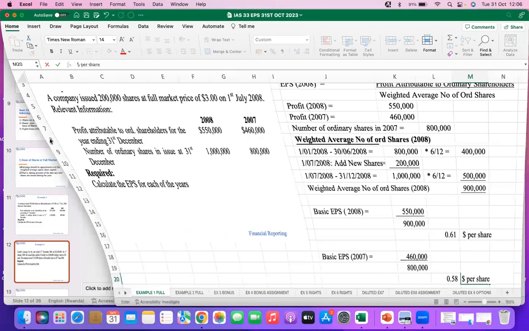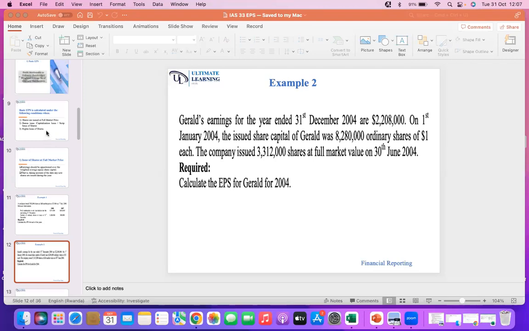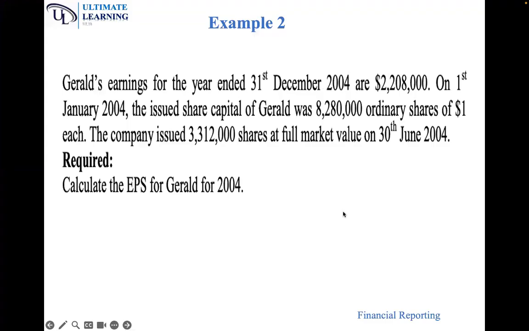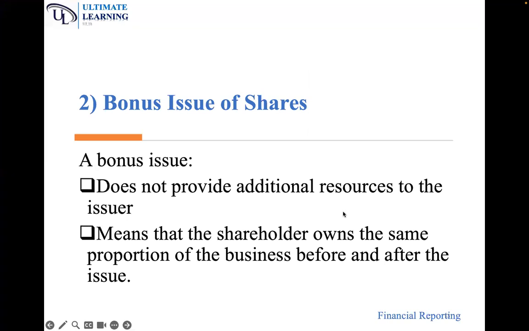So the first factor that affects basic EPS is the issue of new shares at full market price. Number 2, the second factor that affects basic EPS is when we issue bonus shares. Remember, a bonus issue is an issue of new shares to the current shareholders in proportion to their current shares, for free.